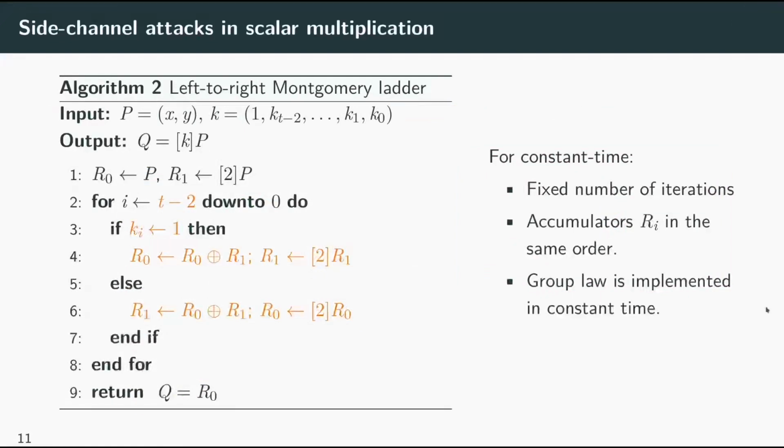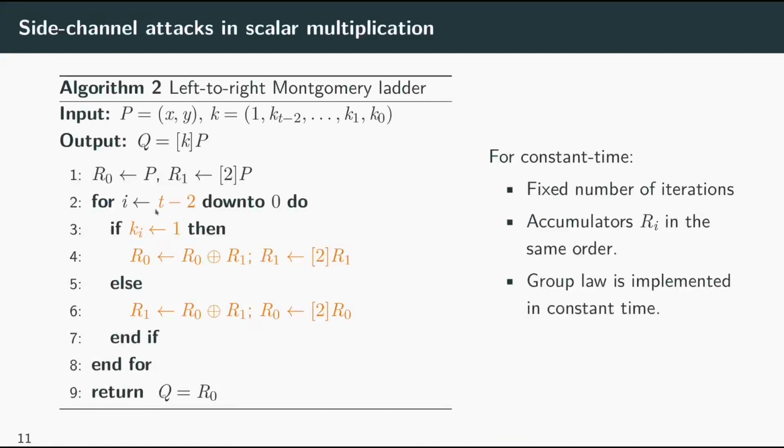When implementing scalar multiplication in constant time, the Montgomery ladder algorithm is a prime candidate. It takes a point P as input, defined by a pair of affine coordinates x and y, and the bit pattern of the nonce k as additional input, and it computes the scalar multiplication of k times P. It works by initializing two accumulators R0 and R1 that are evaluated using the group law.